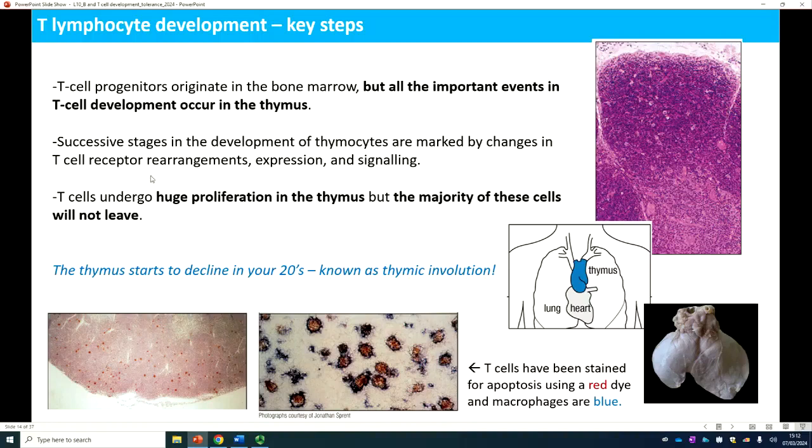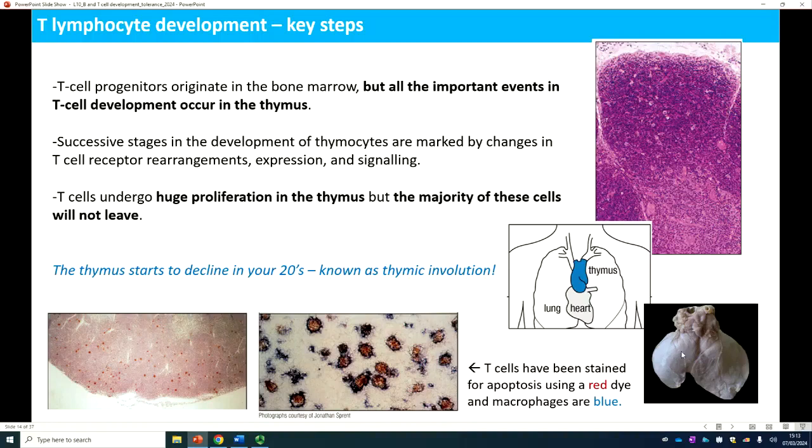It's worth mentioning that the T cells are undergoing a huge amount of proliferation within the thymus, but the majority of these, about 95%, won't actually leave the thymus, because they turn out to be self-reactive. If you look at this slide at the bottom, which is a cross-section through the thymus, you can see these red spots. They're T cells that are undergoing apoptosis, and if you zoom in, you can see this blue staining surrounding them, which is macrophages clearing up the debris from the apoptosis.